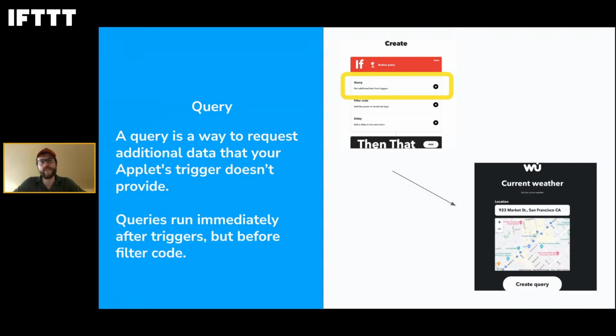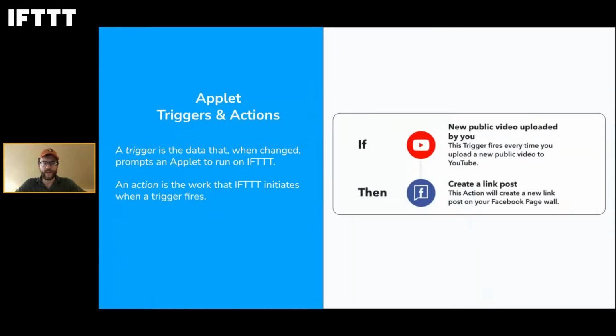Zooming in a little further, in the applet we used on the previous page, if a new public video is uploaded by you to your YouTube channel, then it will create a link post on your Facebook page. You set it up, it runs in the background all the time, and you don't have to worry about cross-posting those YouTube videos to Facebook pages. It just happens automatically.